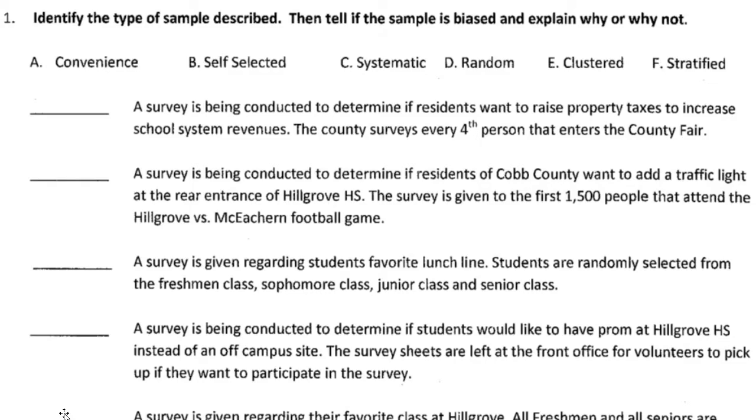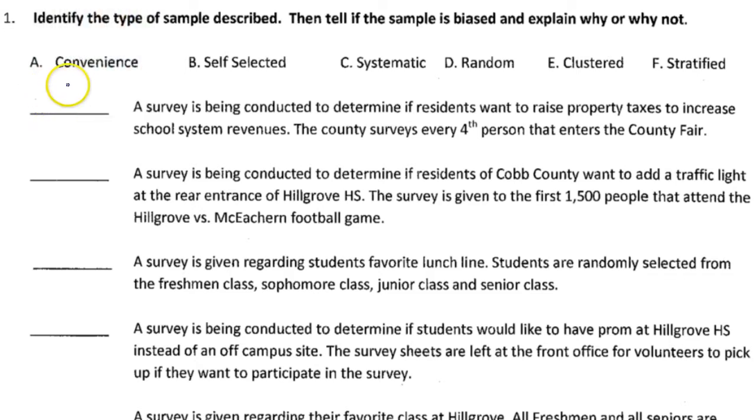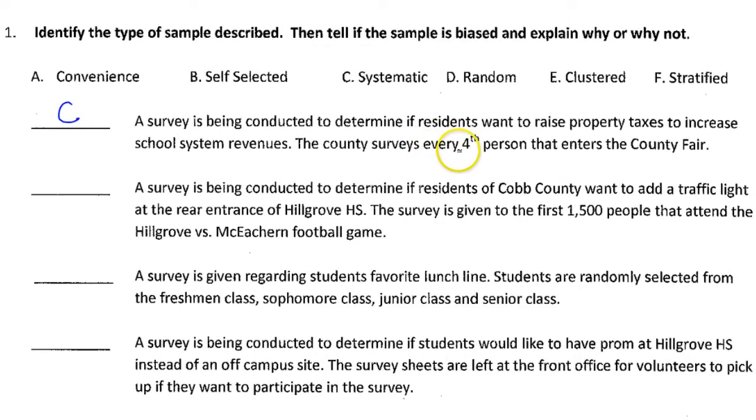Alright, let's test and see what we've learned. Okay, a survey is being conducted to determine if residents want to raise property taxes to increase school system revenues. The county surveys every fourth person that enters the county fair. Well, this is clearly systematic, so we're going to say C. Systematic is the one where we do every fourth person, or every other person, or every 10th person, something like that.